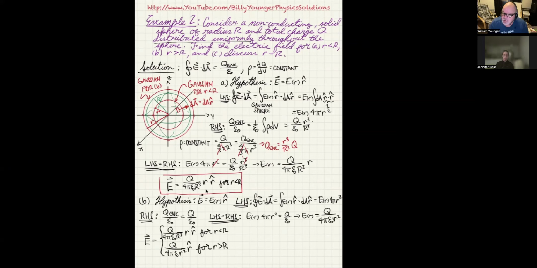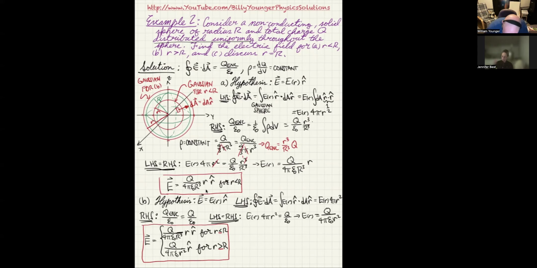If I plug in little r equals big R, I end up getting the exact same result for both of them. So we can add an equal to symbol on there, and I put it in red so you'd notice that we did it. So this is our electric field that we found for a non-conducting sphere of radius big R, total charge Q, distributed uniformly throughout the non-conductor.